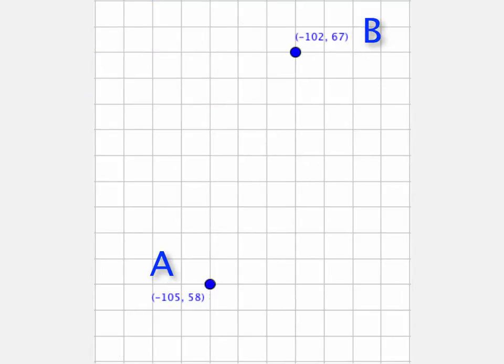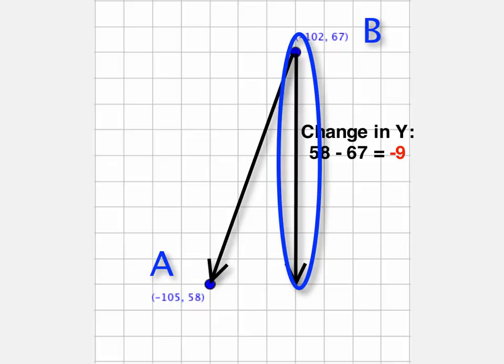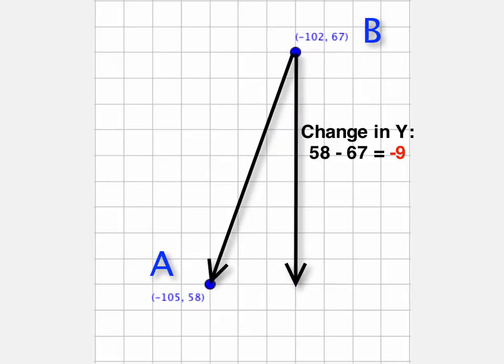Really quickly, let's find the slope in the other direction. Now our change in the y values is going to be 58 minus 67, for a grand total of -9. Of course, the length of this line is not -9. -9 is the change in our y values. The change in our x values will be -105 minus negative 102, or negative 3.